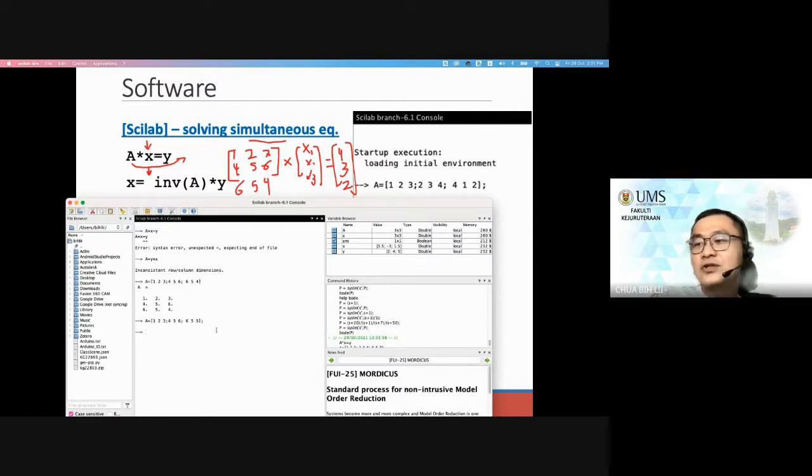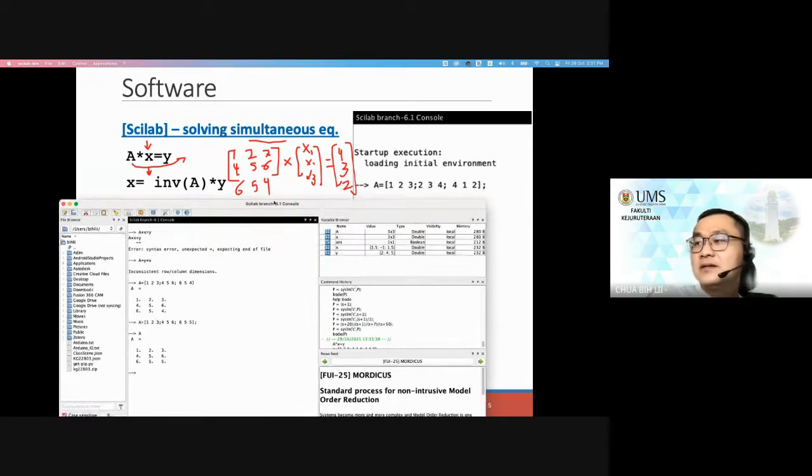So if you want to know whether your A is correct, you just type A. Then it will tell you what A is. Okay, so you can see that I changed it to 5. Now this 4 changed to 5, right? This is what has been stored in the memory. Next, we would like to define the y that we have here, right?